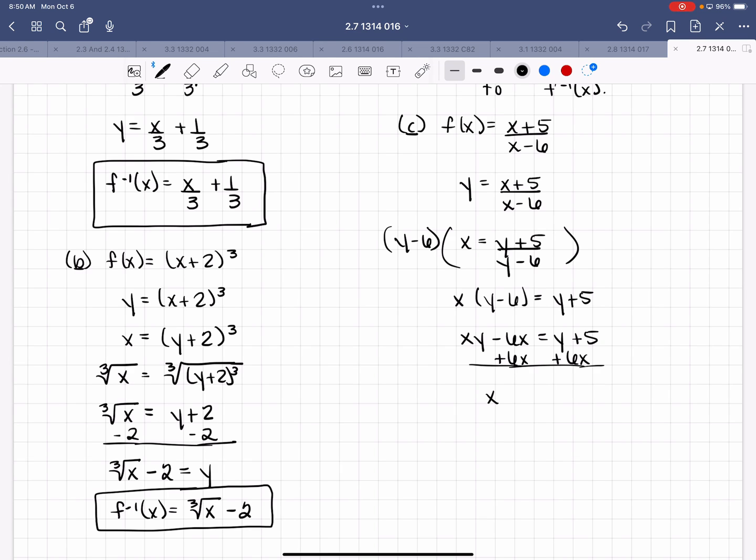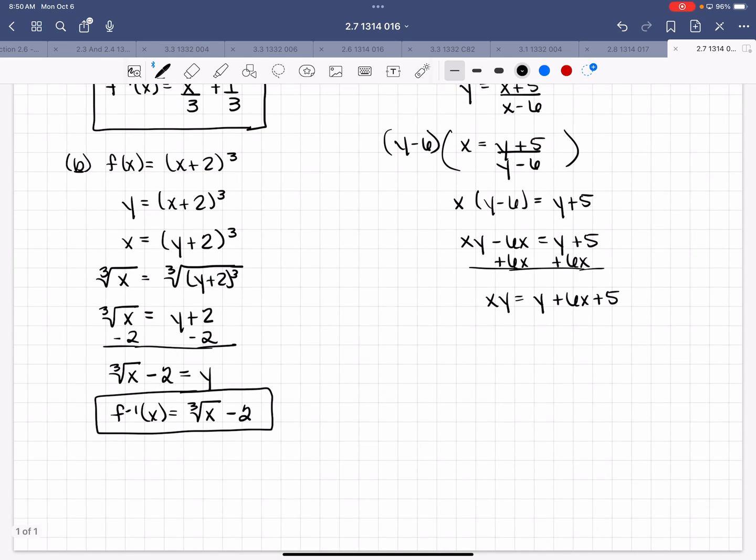That's going to give me xy equals y plus 6x plus 5. Now I'm going to subtract that y over, so I have all the y's on one side together. That's going to give me xy minus y equals 6x plus 5. Now if you'll notice, xy and minus y both have a y in them, right? So we can factor out a y.